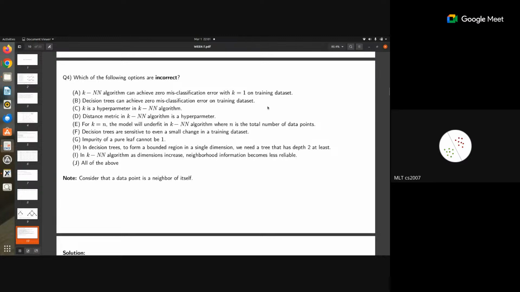Yeah, that is correct. The word used is can, so it is right, sir. It can achieve zero misclassification error. Yes, it can achieve zero misclassification error. Okay.